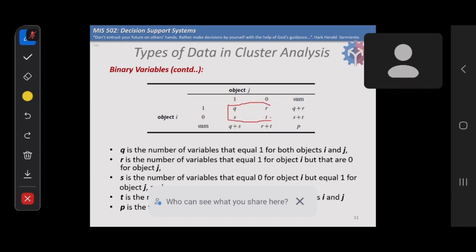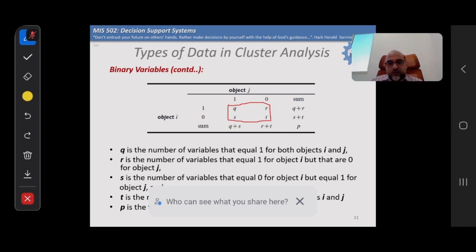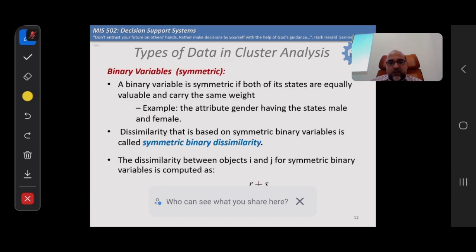Now you may not be able to understand fully. You can see down there that P is the sum of all counters. Let me show you an example, and then I'm going to come back to this formula. This is the only thing you need to understand. The rest is pretty simple.